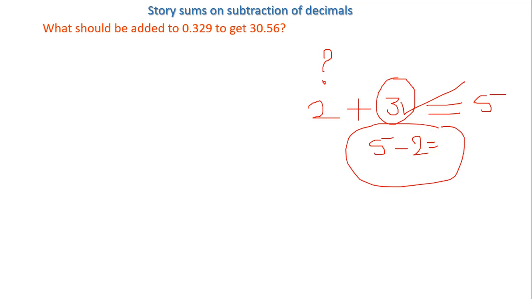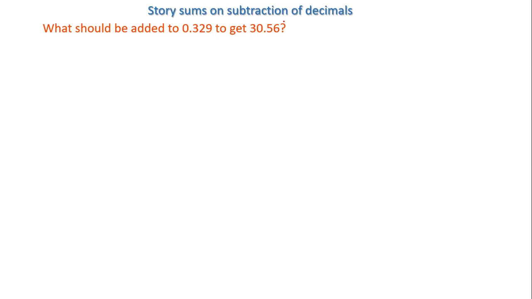Since here also, to make this smaller number a larger number, how much do we have to add? Which means we have to subtract this 0.329 from 30.56, since this question is based on subtraction. So I will do the subtraction. That is 30.56 minus 0.329. After subtracting, I will get 30.231. This is the final answer.